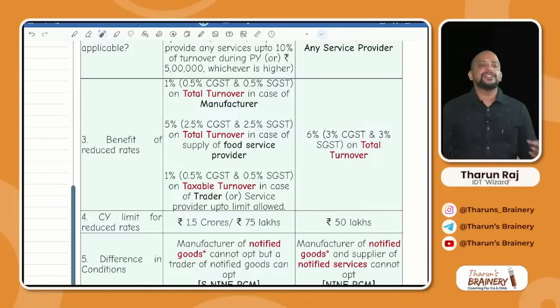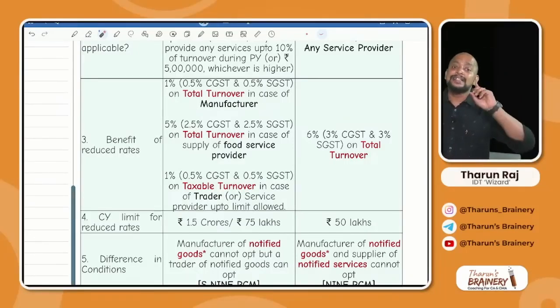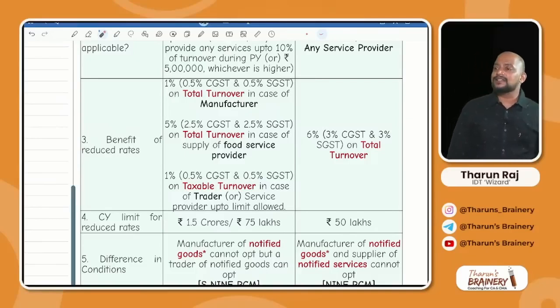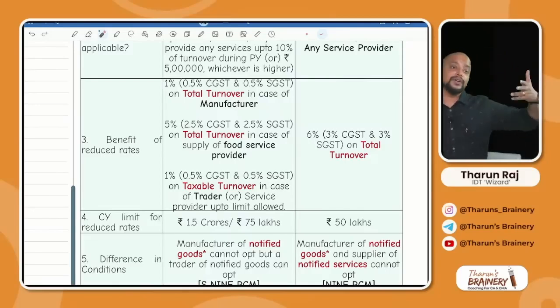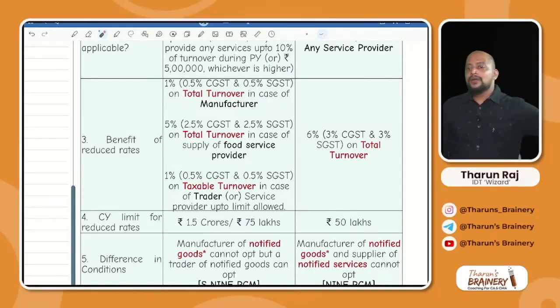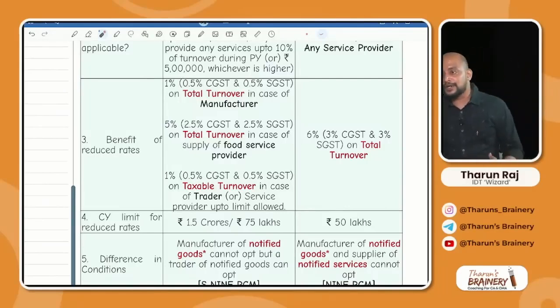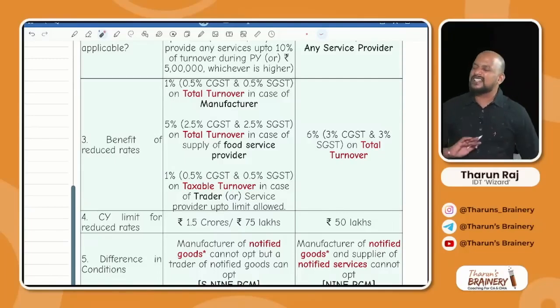And what is the rate at which they will be paying GST under composition scheme 10-2A? Only one rate, that is 6%. In that, 3% CGST, 3% SGST. 6% of what turnover? Taxable turnover or total turnover? Total turnover. But under 10-1 we have multiple rates, correct or not? So manufacturer means 1% of total turnover, trader means 1% of taxable turnover, supplier of food service provider means 5% of total turnover, like that. But here it is always 6% of total turnover.